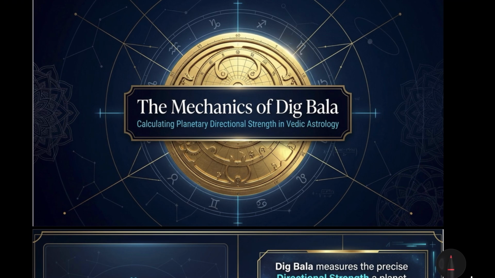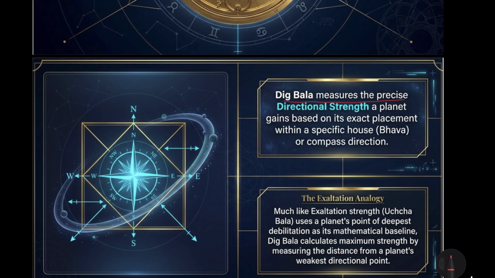Hello friends, today we'll learn about the Dig Bala calculation in Shadbala. Dig Bala measures the precise directional strength of a planet based on its exact placement within a specific bhava.